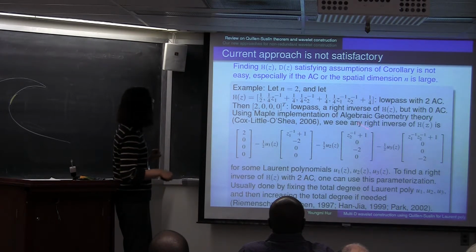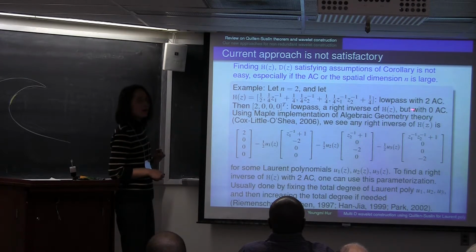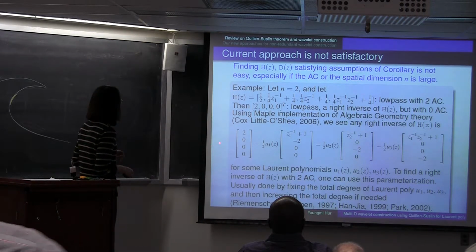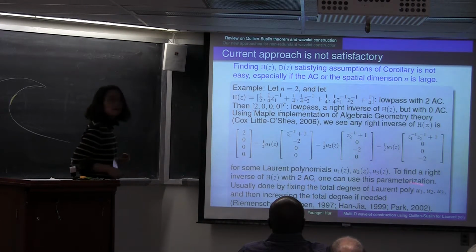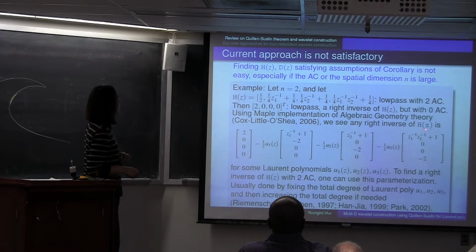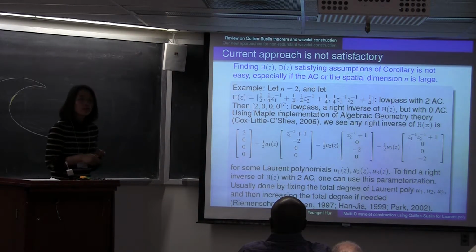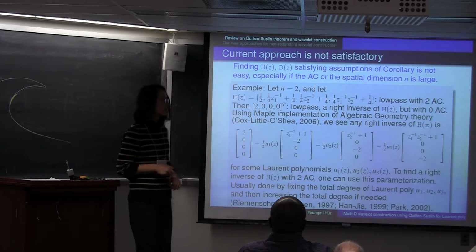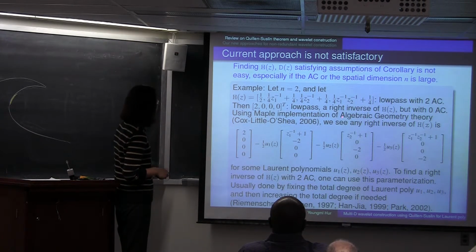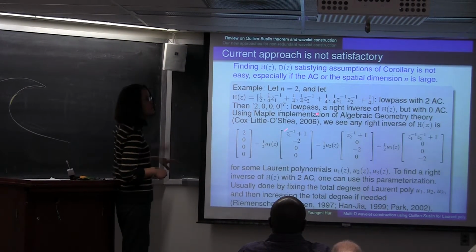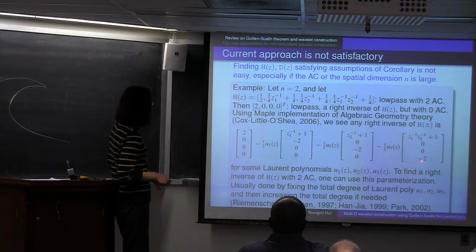Any right inverse of h of z can be written this way. The easy part: if it can be written this way, if you multiply h of z from the left, you get 1. That's easy. Probably you can do it in your head right now. The other part, that any right inverse of h of z can be written this way, is coming from the algebraic geometry theory. See this, if there's somebody who knows that. If I say something wrong, correct me. And so we use this theory's implementation to get this formula.